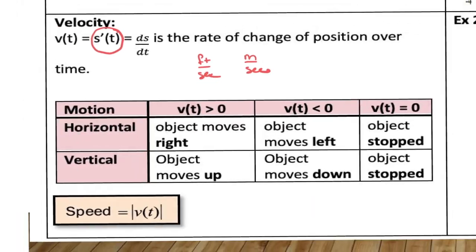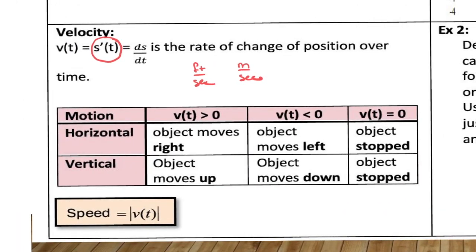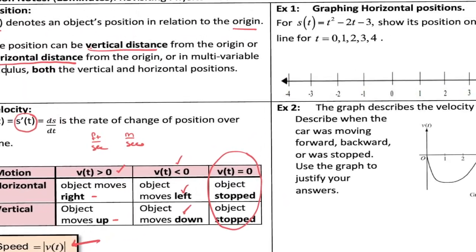Now, as you further break down velocity, if your velocity is positive, your object is either moving to the right or it's moving upward. If your velocity is negative, then you're either going to move to the left or your object moves downward. When your velocity is equal to 0, the object has stopped. Now, speed is the absolute value of your velocity function. So speed is always positive. Keep that in mind as you work through your problems.